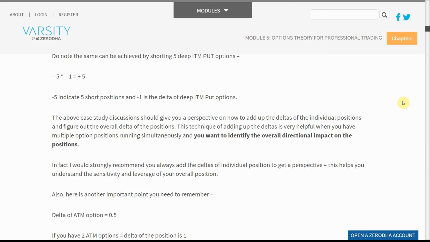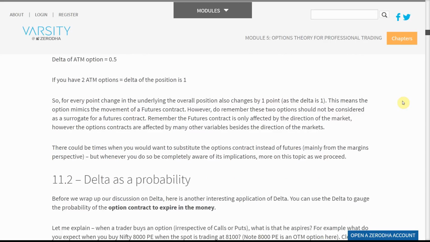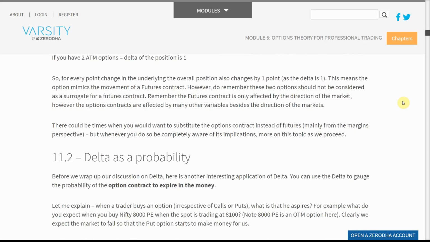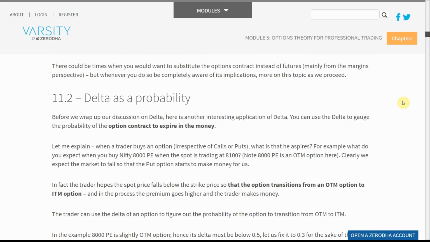However, do remember these two options should not be considered as a surrogate for a futures contract. Remember, the futures contract is only affected by the direction of the market. However, the options contracts are affected by many other variables besides the direction of the markets. There could be times when you would want to substitute the options contract instead of futures, mainly from the margins perspective, but whenever you do so, be completely aware of its implications. More on this topic as we proceed.